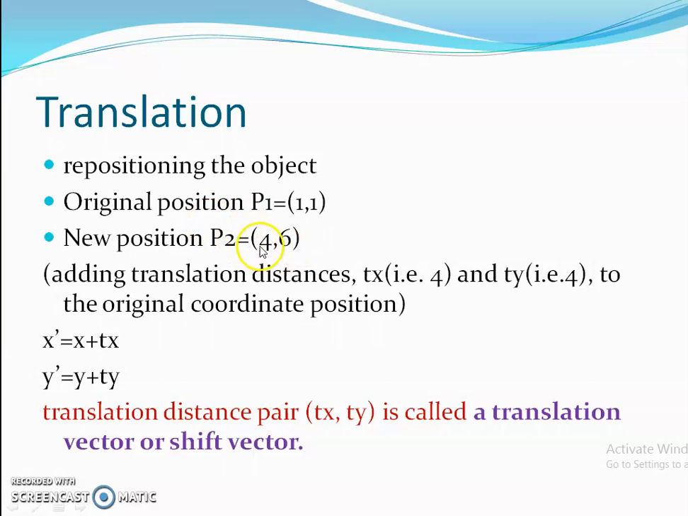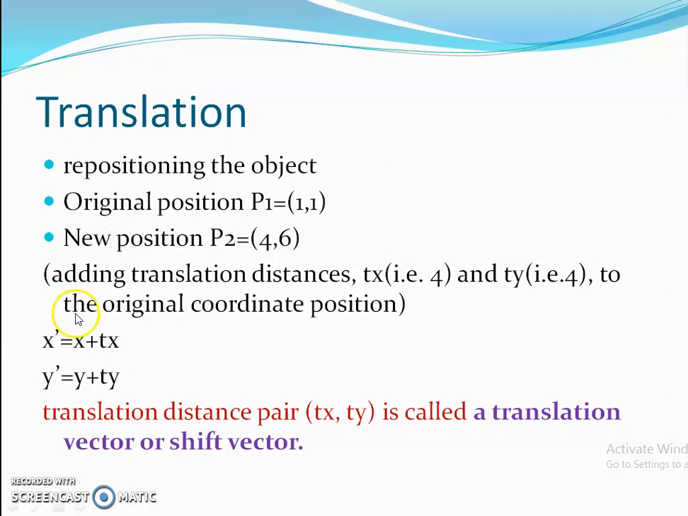How can we do it? We can move the object using the translation distance. We need to add the translation distance to our original position. The translation distance is represented using tx and ty: tx on the x-axis, ty on the y-axis. We give some constant value to tx, and based on that value the object is repositioned.